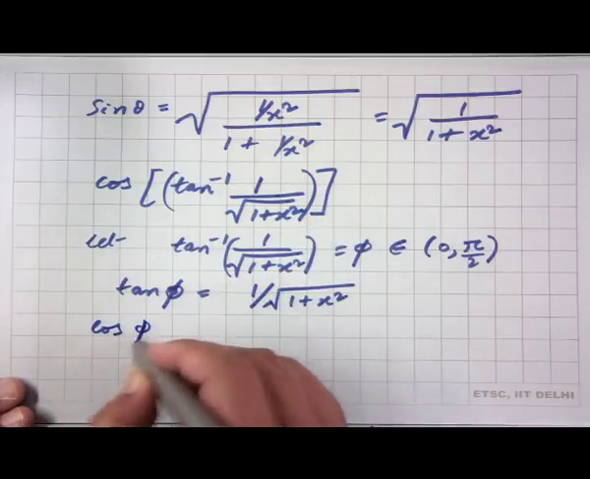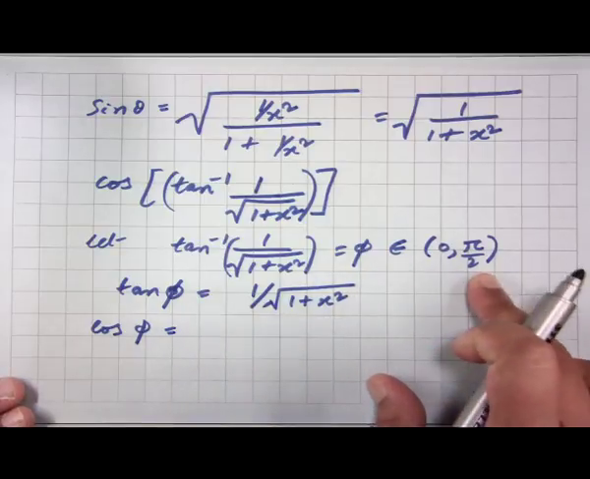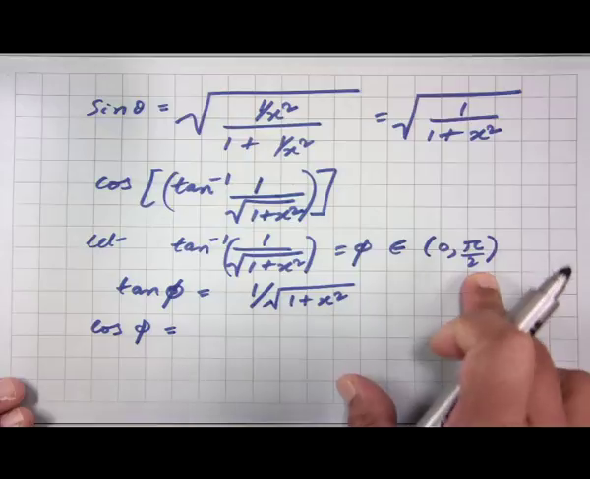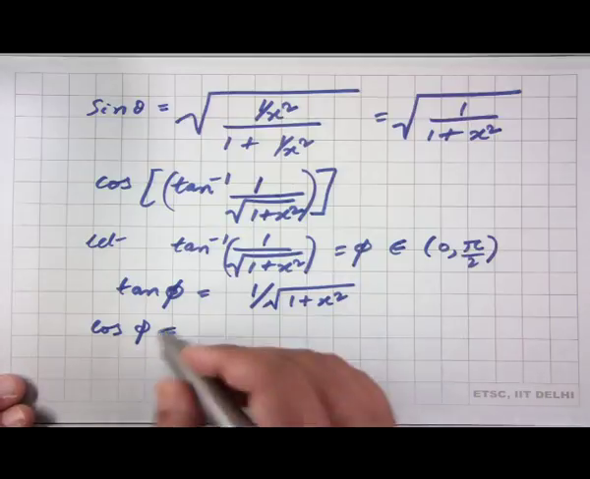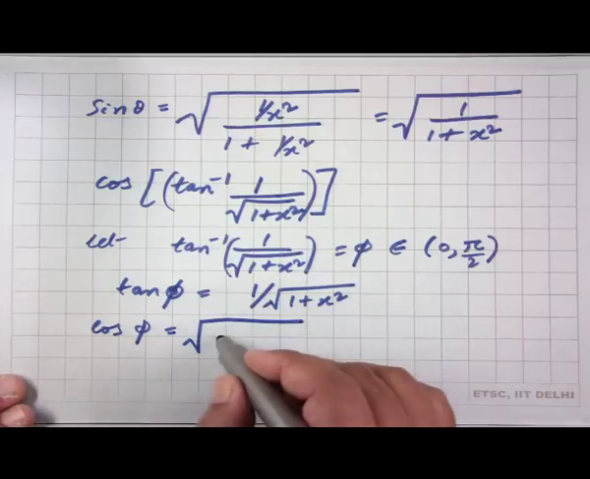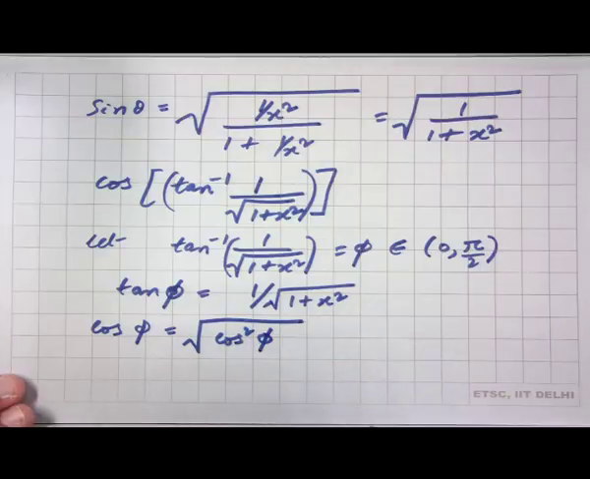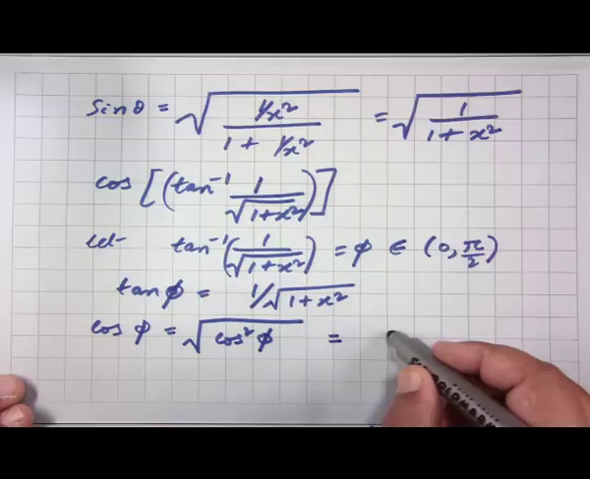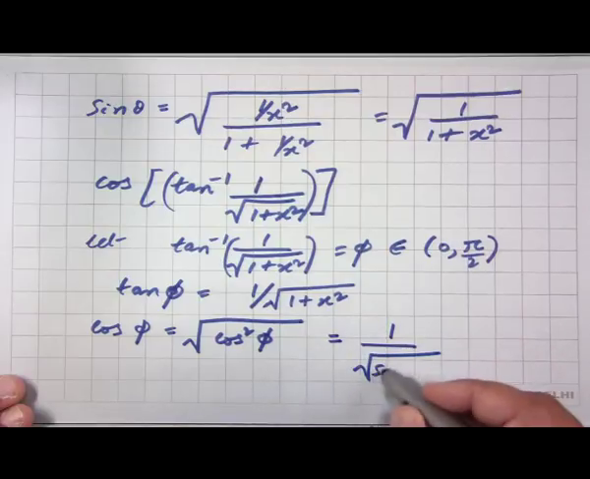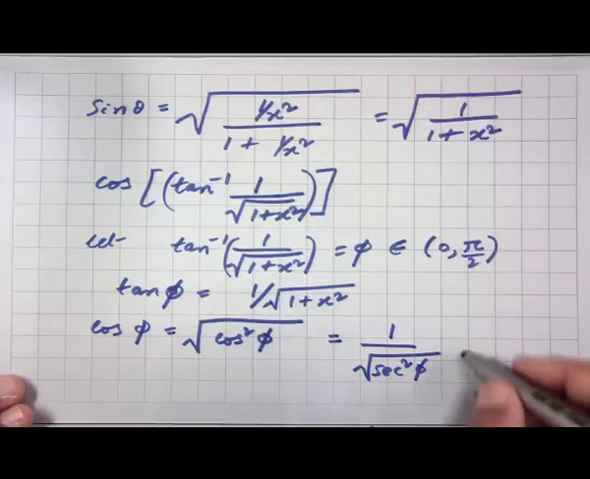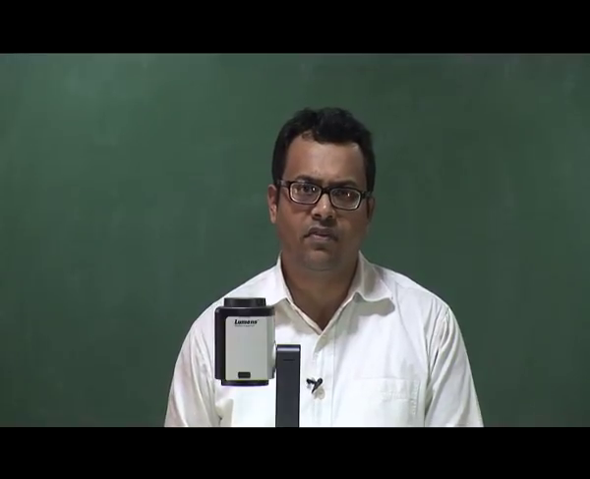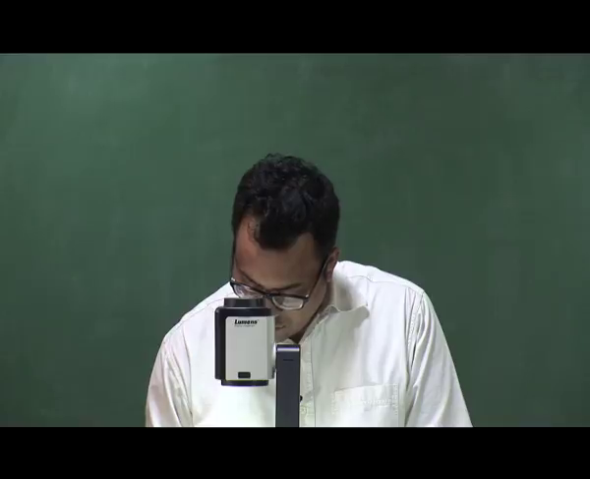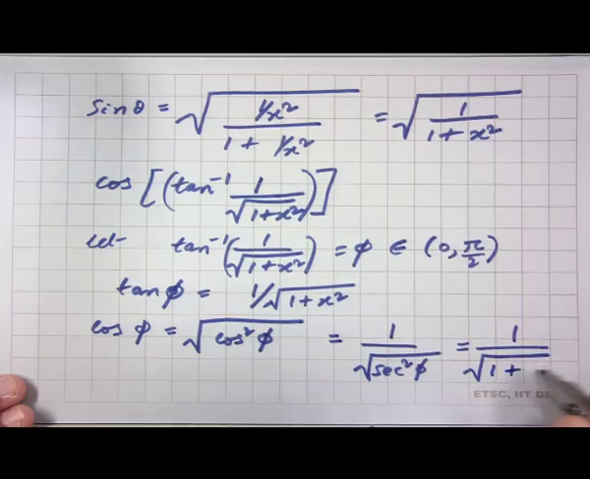So, cos of phi. Now, since phi belongs to the interval 0 to pi by 2, from the graph of the cos function, it is clear that cos phi has to be non-negative, and therefore, we can write cos phi as the positive square root of cos square phi, which can then be written as 1 over positive square root of sec square phi, and then again using the identity that sec square phi is equal to 1 plus tan square phi, we get this to be equal to 1 over square root of 1 plus tan square phi.